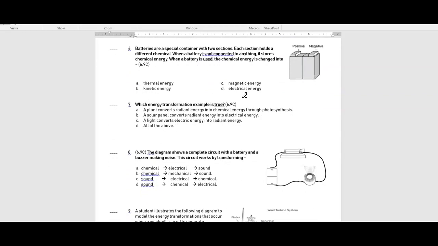Number 6. Batteries are a special container with 2 sections. Each section holds a different chemical. When a battery is not connected to anything, it stores chemical energy. When a battery is used, so we're talking about when it's connected, the chemical energy is changed into what? Thermal energy, kinetic energy, magnetic energy, electrical energy. What kind of energy is the chemical energy in batteries transformed into?